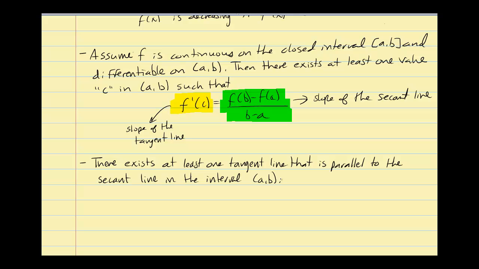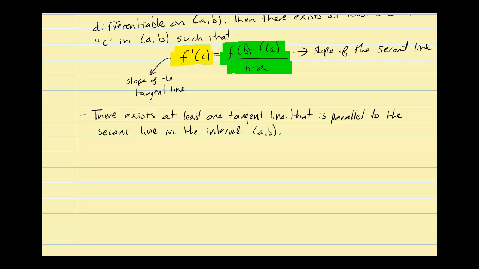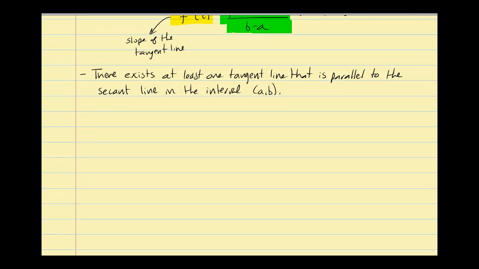Because the slope of the tangent line and the slope of the secant line are the same, then we can say that they're parallel. So another way to talk about the mean value theorem is we can say that there exists at least one tangent line that is parallel to the secant line in the interval AB. The secant line is produced by plugging in these endpoints A and B. So if we were to look at this graphically, this could make a lot more sense.